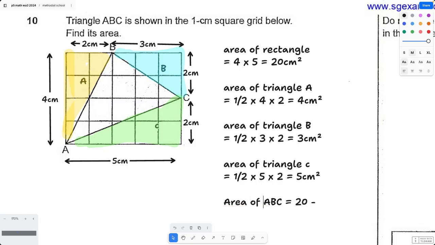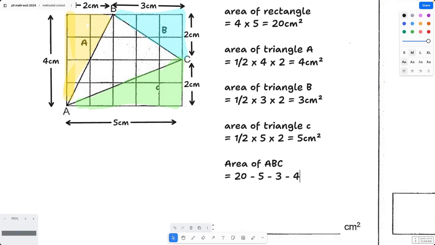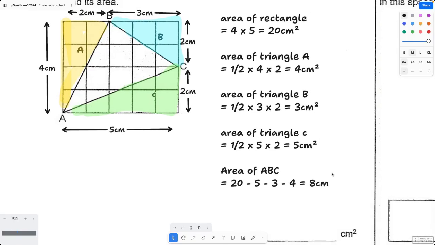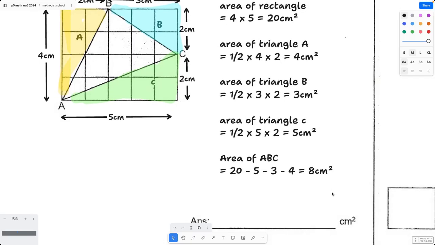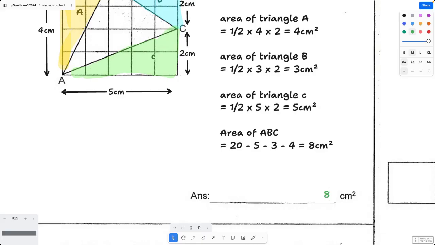Area of ABC is equal to 20 minus 5 times 5 minus 3 minus 4. In this case, this will give us 8 centimeter square. Actually, there's no shortcut, but either way, like this. So the answer is 8 centimeters square.